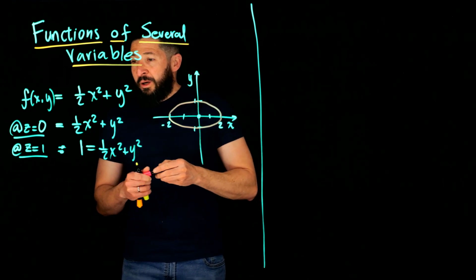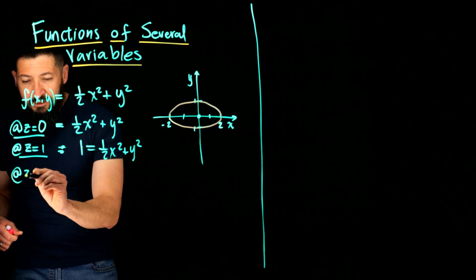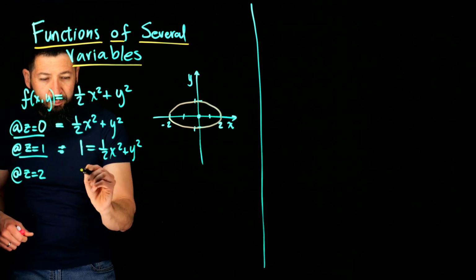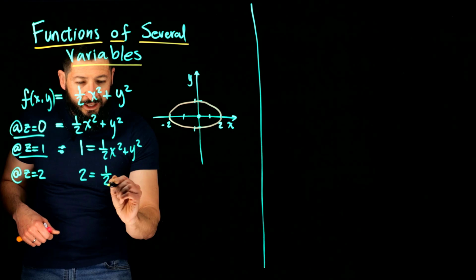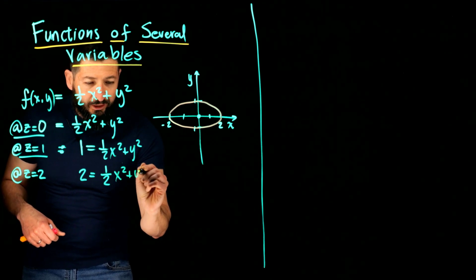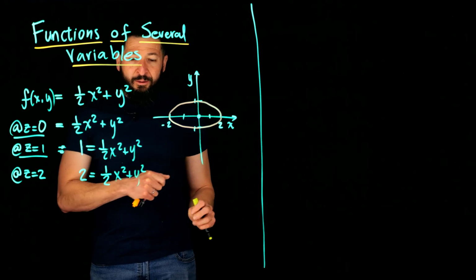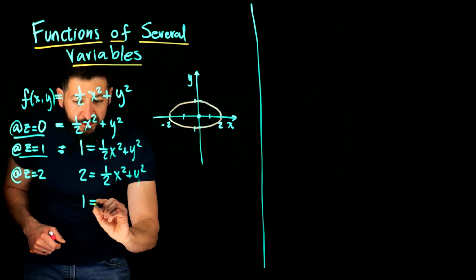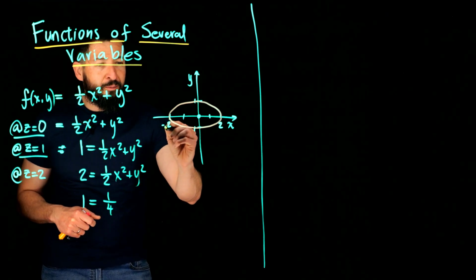Okay, so I'm going to go ahead and do another point. z equals 2. So that point 2 is equal to 1/2 of x squared plus y squared. And now you notice that if I divide everything by 2, the ellipse I obtain is going to be 1 equals 1/4. Oh, sorry about that.